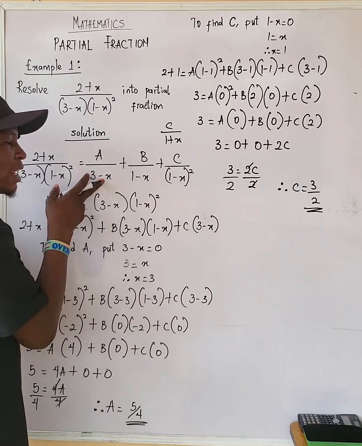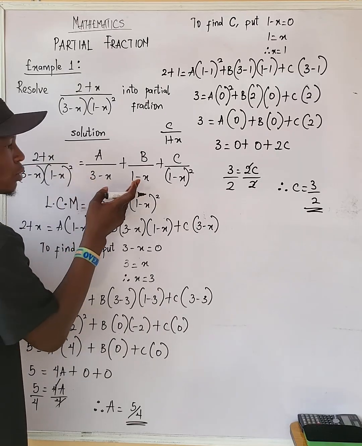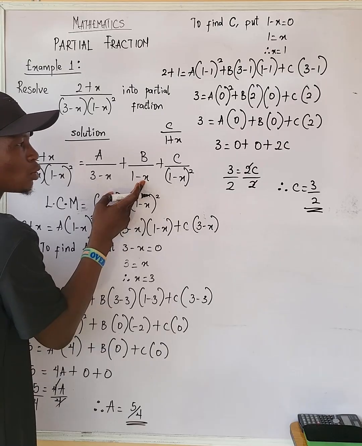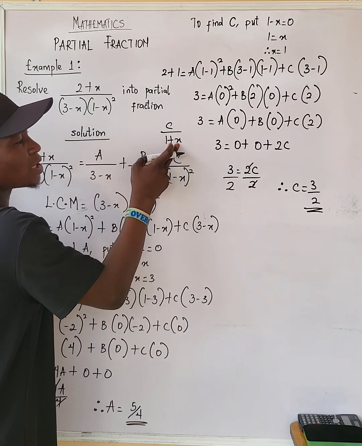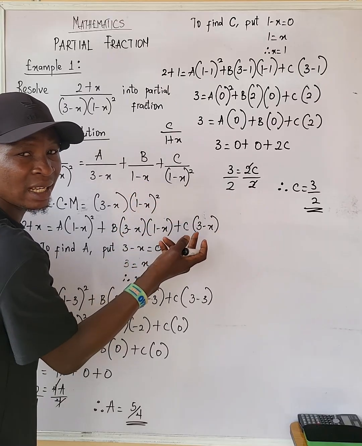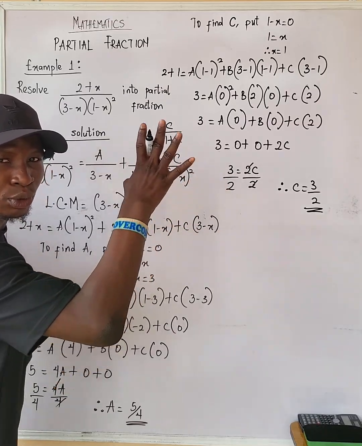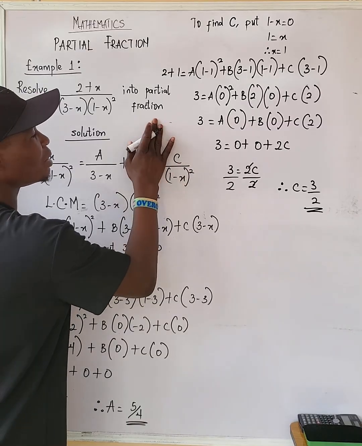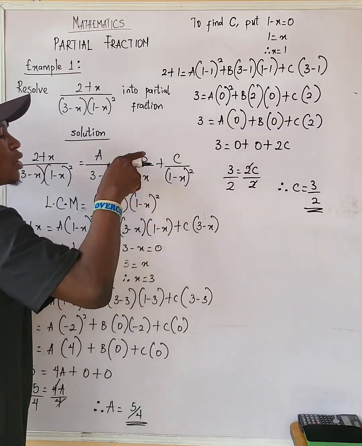To find a, you say put 3 minus x equals to 0. To find b, you say put 1 minus x equals to 0. To find c, you say put 1 plus x equals to 0, because they are different, right? Do you understand? That one does not stop the knowledge. But because this one is repeated, it is not b we are looking for, it was c.